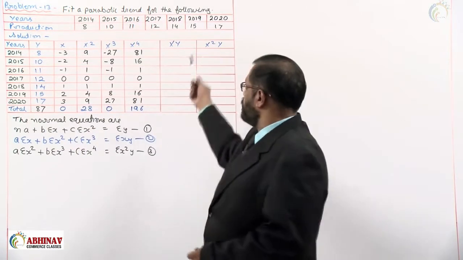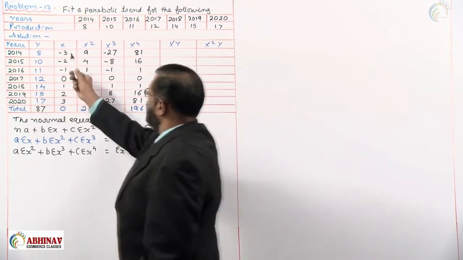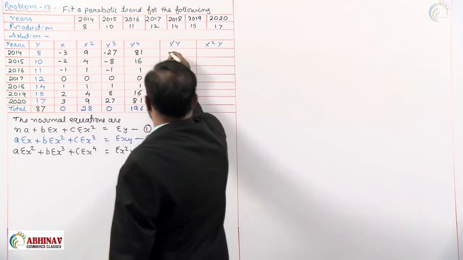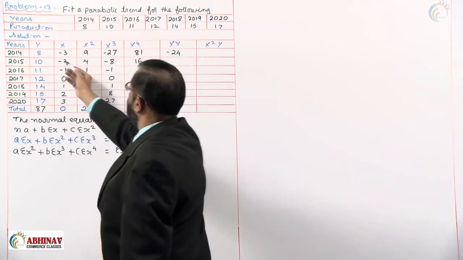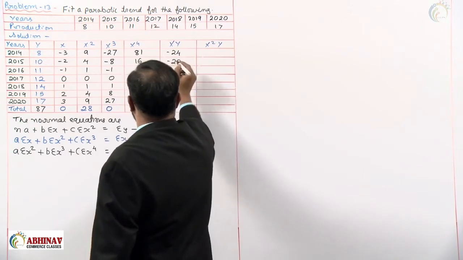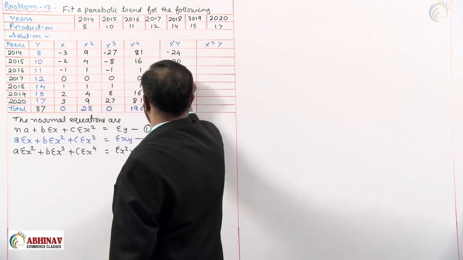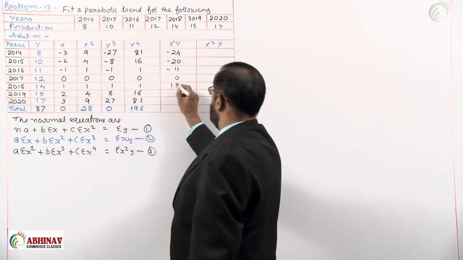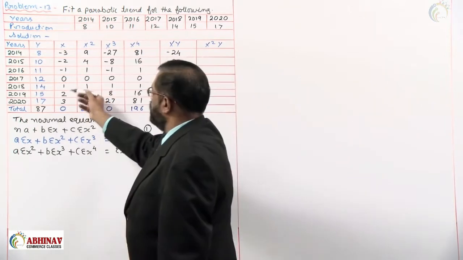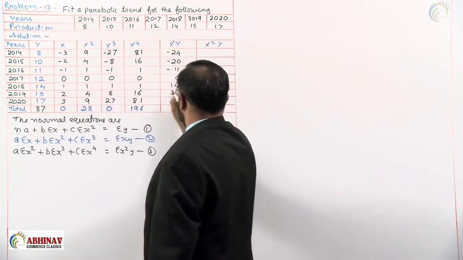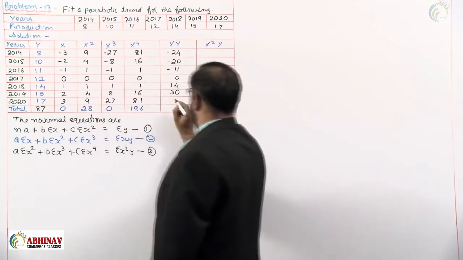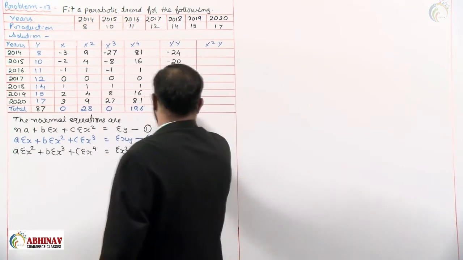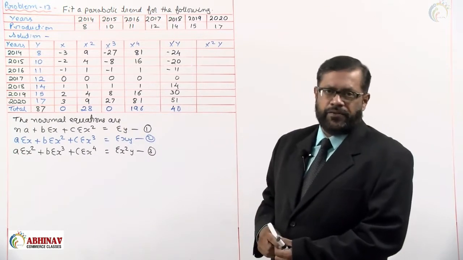Now the next, xy. We multiply x into y: minus 3 into plus 8, minus 24. Minus 2 into 10, minus 20. 1 into 11, minus 11. 0 into 12, 0. 1 into 14 is 14, then 2 into 15 is 30. 3 into 17 is 51. And when you total this, the total we get is 40.